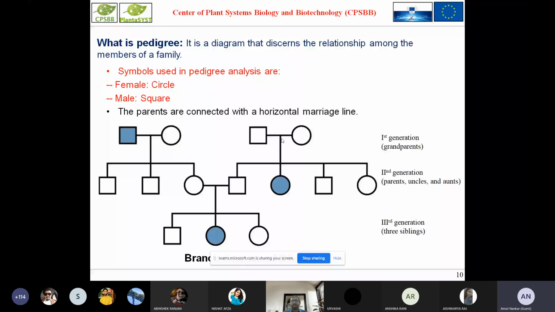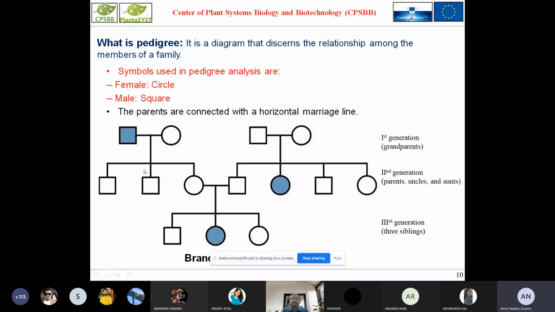In any pedigree analysis, the branching of different levels is shown by Roman numerals, and the number of progeny is shown by Arabic numerals. So if we see here, the first line is for the grandparents, or the first generation, the second one is for the parents and uncles, and the third one is for the siblings.